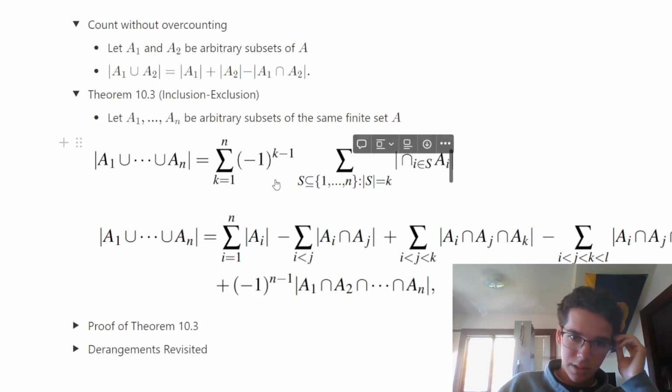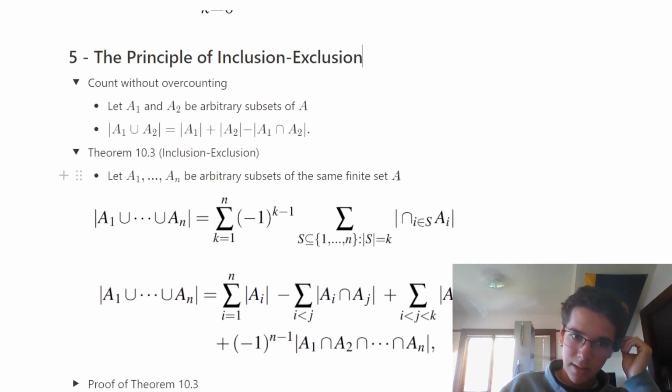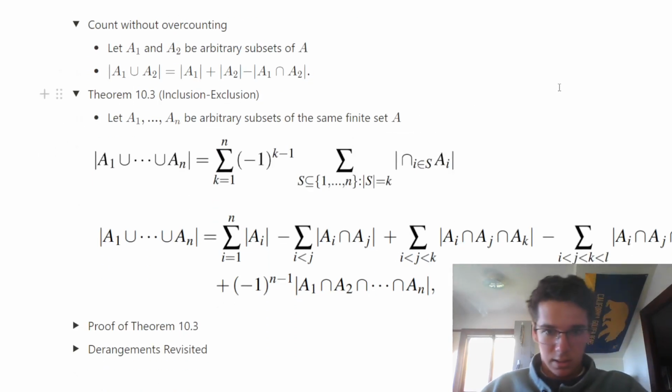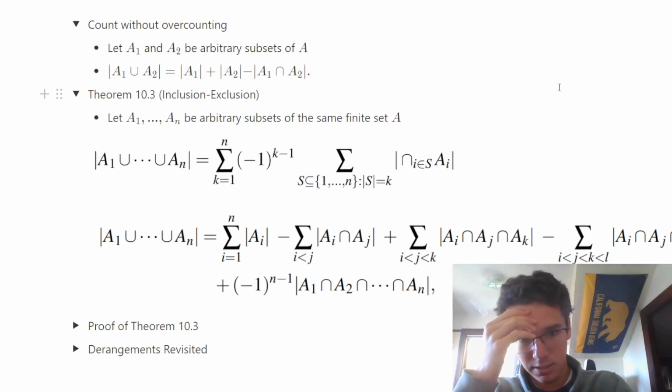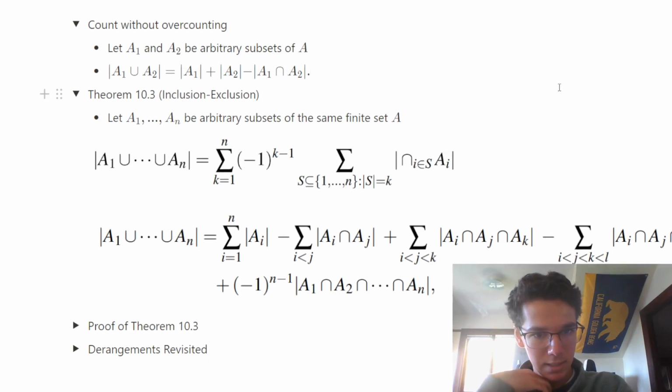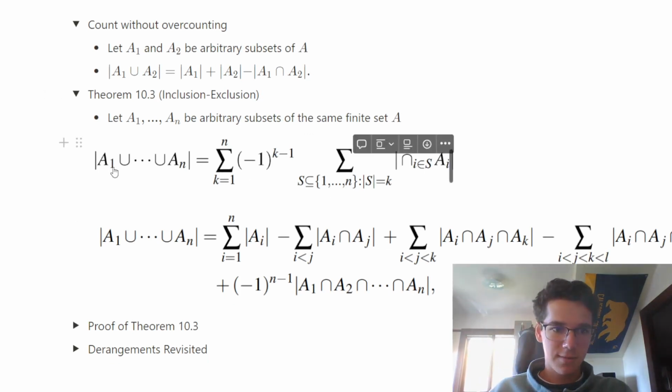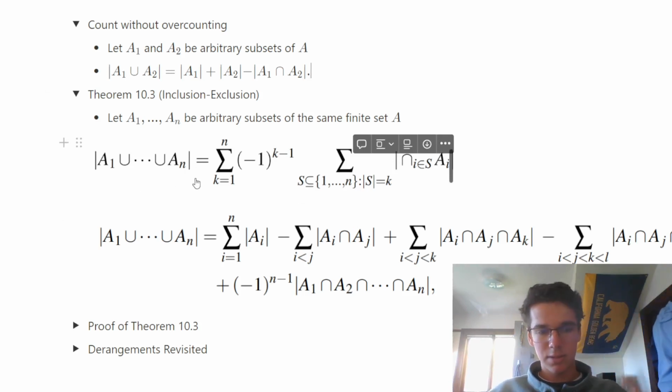So we're just going to generalize this to an arbitrary n number of subsets of the same finite set A. This notation is fairly dense, but basically I would look at the second thing. We have n subsets of A, A1 through A_n. We're going to union them, and we want to figure out the size of it, right?